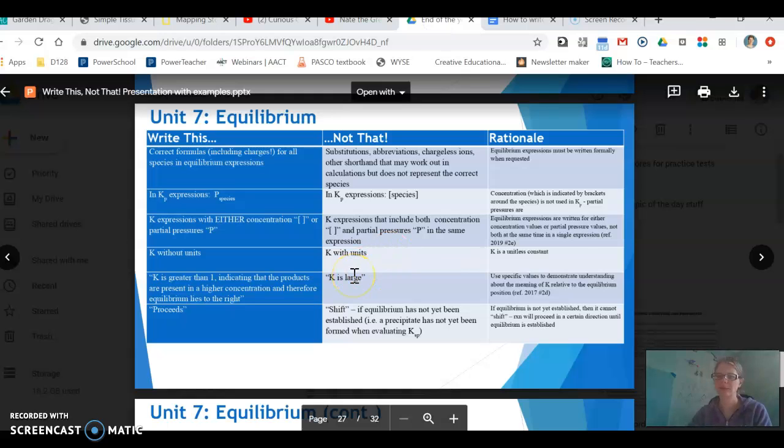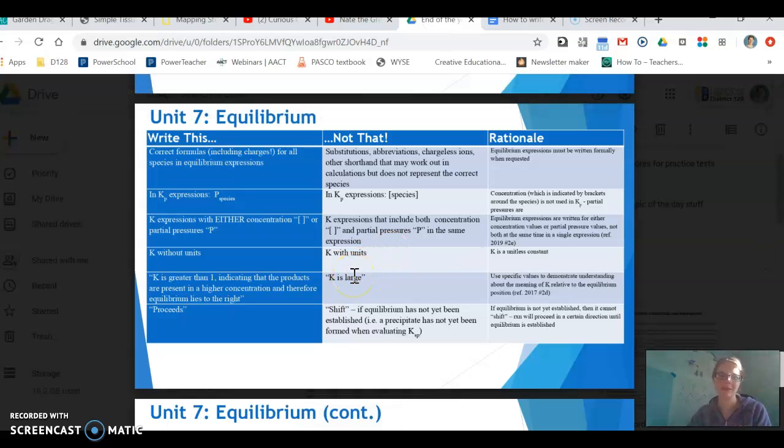And then my write this, not that. It's not mine. I got it from somebody else. And it's going to be part of what I'm going to ask you guys to read later on next week, but I want to hit it here because it's Unit 7. Things that I talked about, remember to include charges. Don't want to mess that up.